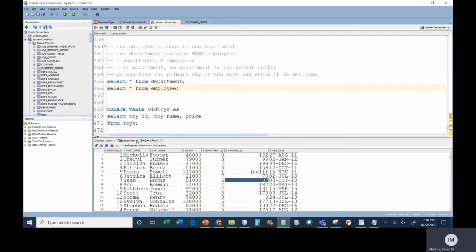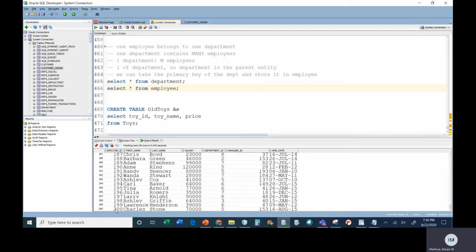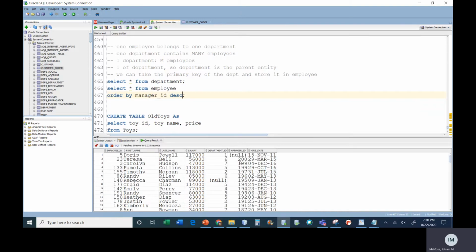If we look at our employee table, it contains 200 employees, so the highest employee ID is 200. If we go to the employee table and order by manager ID in descending order, so we see the highest one first, we will see that the highest manager ID is 200. So those manager IDs actually correspond to existing employee IDs.